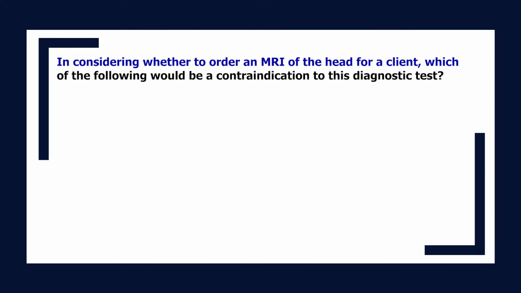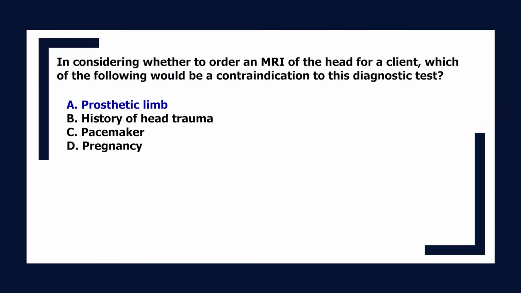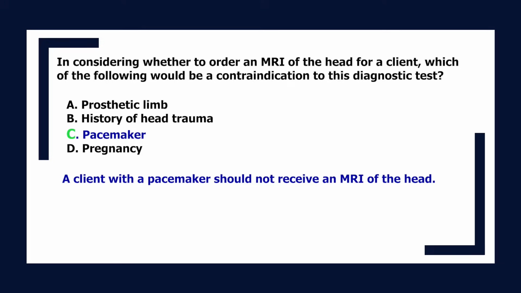In considering whether to order an MRI of the head for a client, which of the following would be a contraindication to this diagnostic test? A. Prosthetic limb. B. History of head trauma. C. Pacemaker. D. Pregnancy. The correct answer is C. Pacemaker. A client with a pacemaker should not receive an MRI of the head.